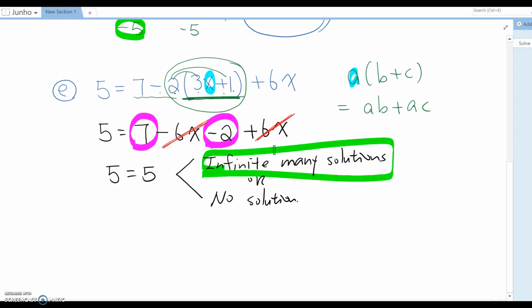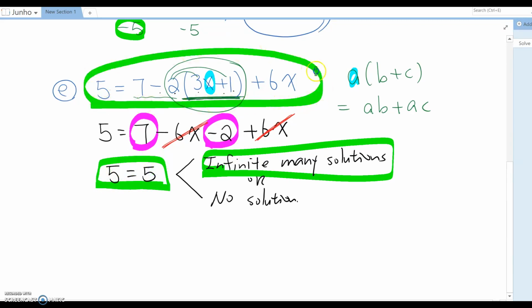The reason is 5 is 5. Which means whatever x value you input here, this is always true. Therefore, the answer becomes infinitely many solutions. Okay?